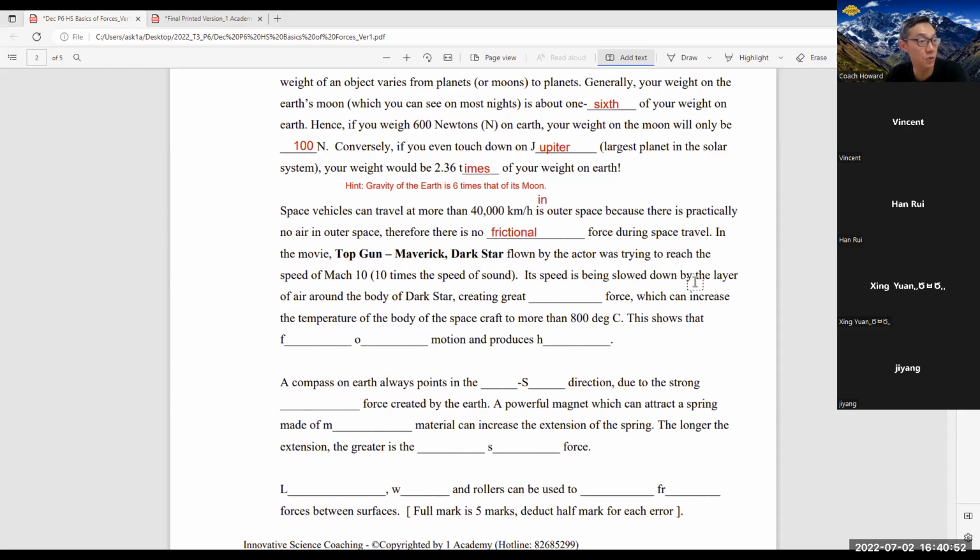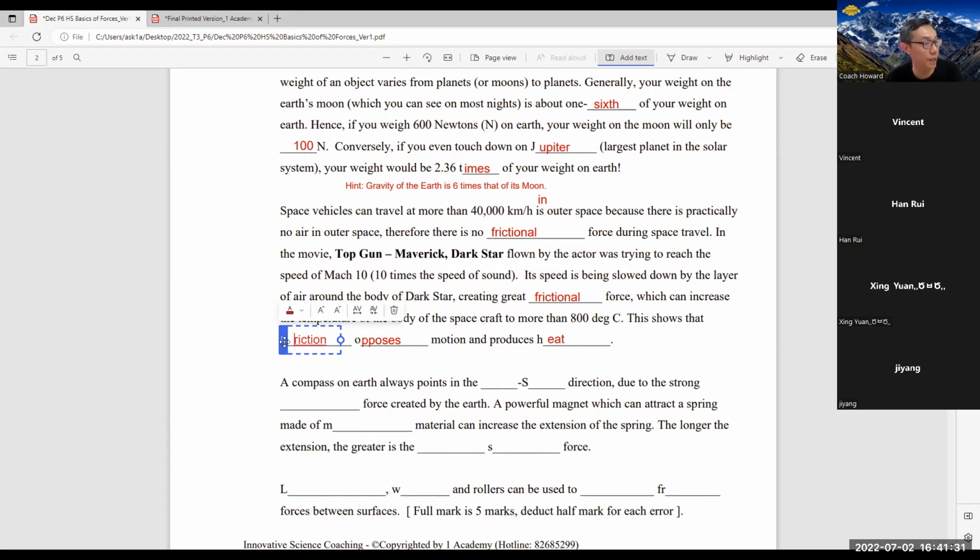Its speed is being slowed down by the layer of air around the body of Dark Star, creating great frictional force. It's so great that it will increase the temperature of the body of the spacecraft or aircraft to more than 800 degrees Celsius. This shows that friction opposes motion. Friction means go against. Friction opposes motion and produces heat.